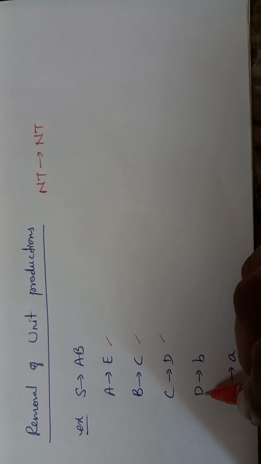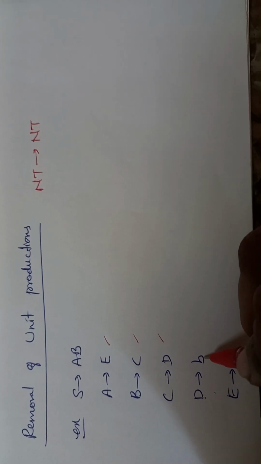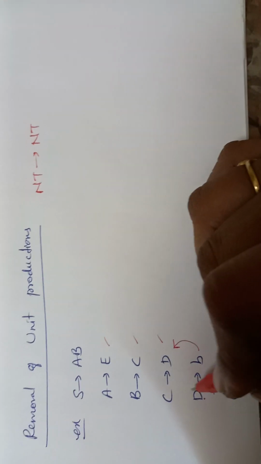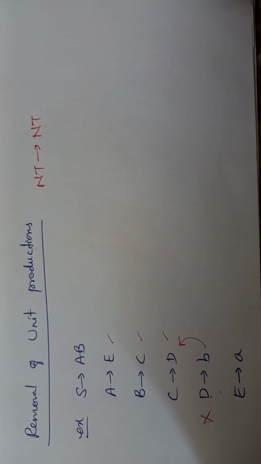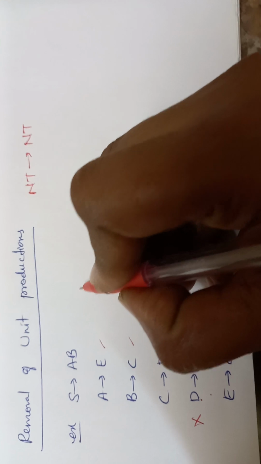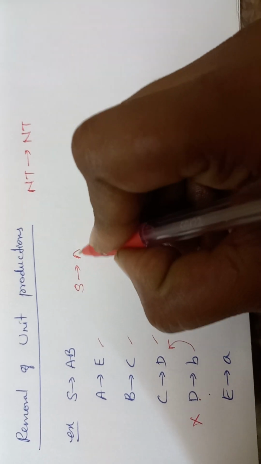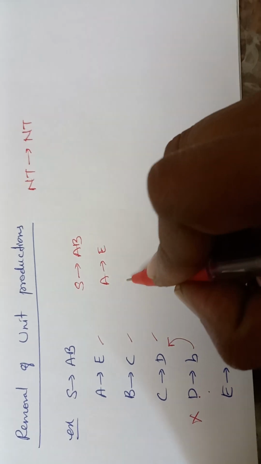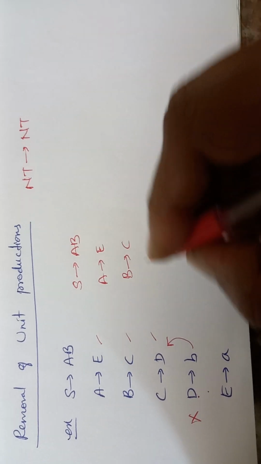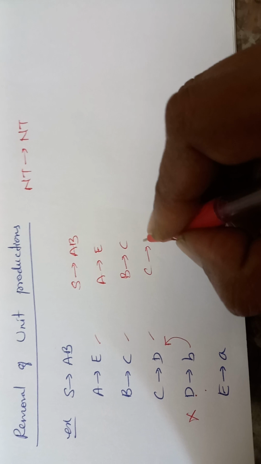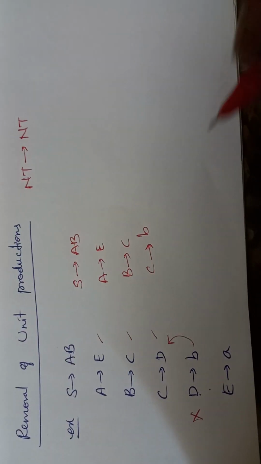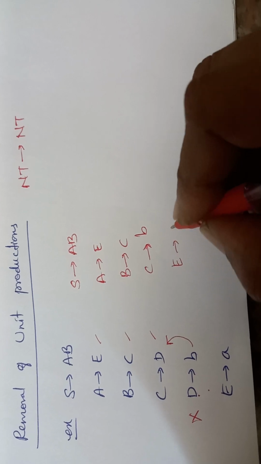So that means here D derives B is there, which will be substituted in the place of D on the right hand side, so that this production will be removed. So what will be the answer? S derives AB, A derives E, then B derives C, then C derives, in the place of D what will come? B will come, right? Then again whatever remaining will be there.